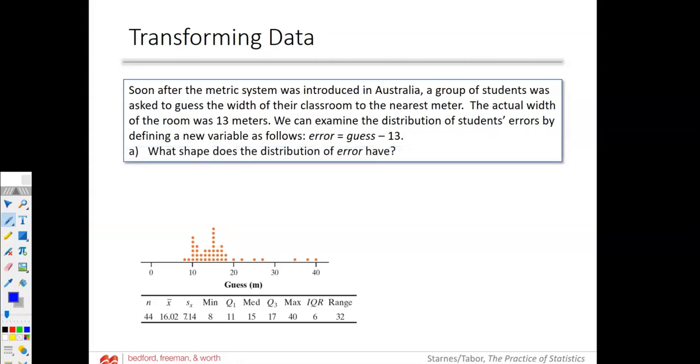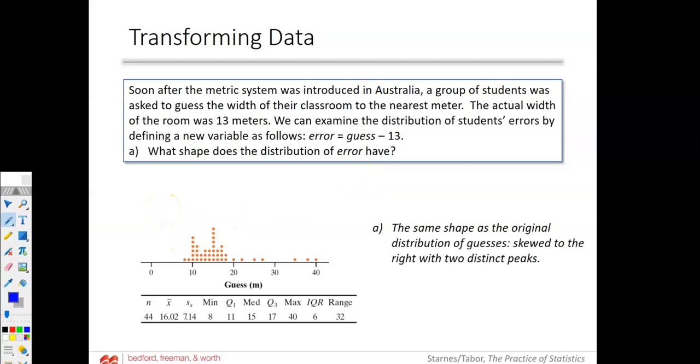What shape does the distribution of error have? If you look at this distribution, how would you describe that? It's skewed to the right, and it has 2 distinct peaks. It's the same shape as the original distribution.